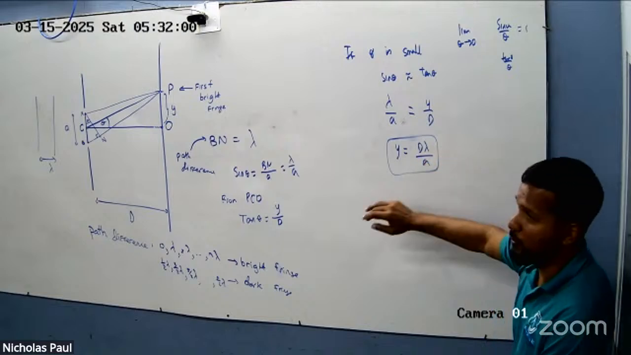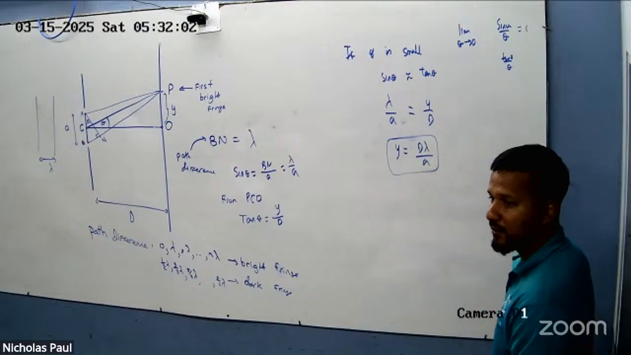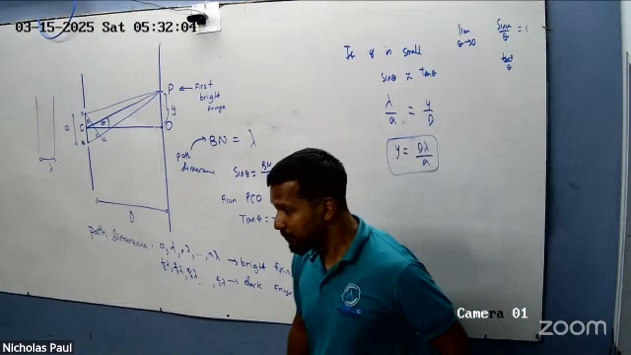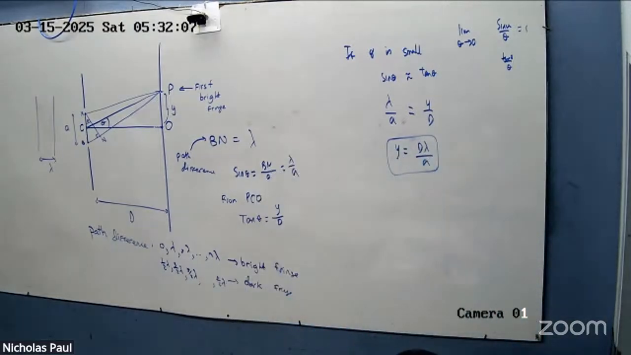That's all good. You want to pay attention all the time. All right, next one. Lambda is the wavelength of the light coming in.